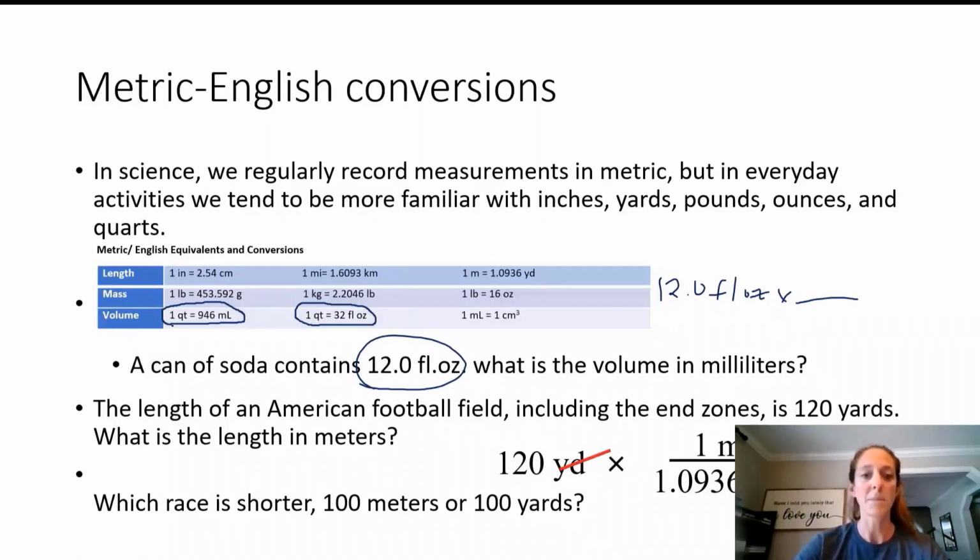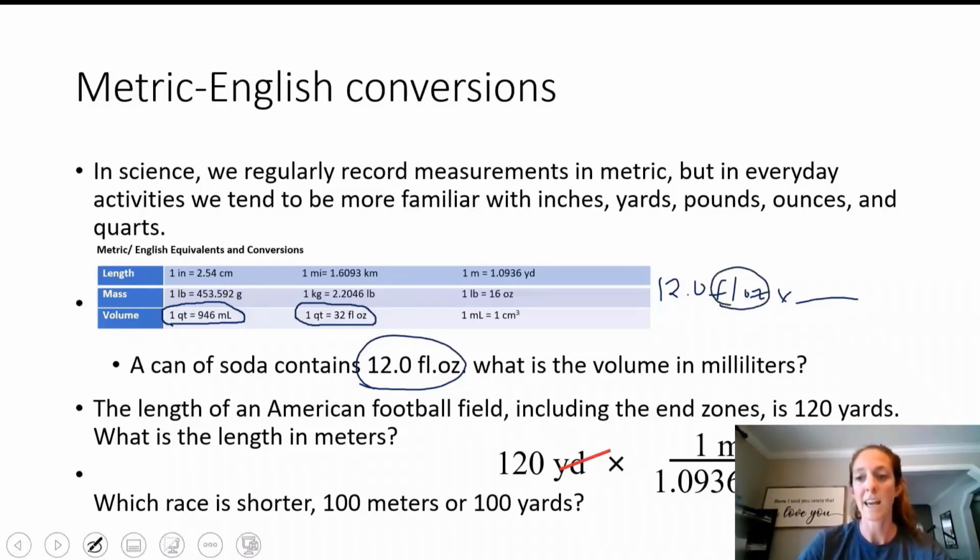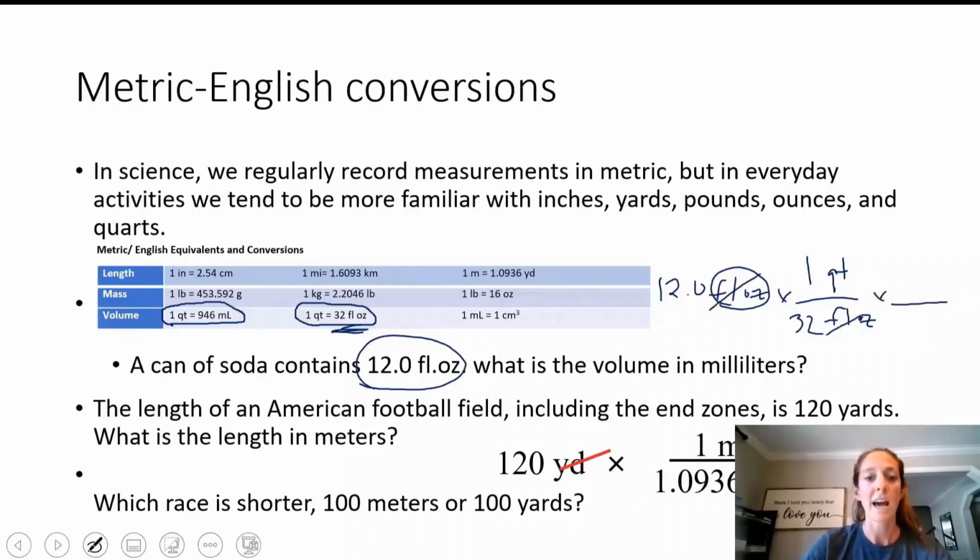So I need to set up and say, okay, fluid ounces and quarts, we're going to use that as my first one. What do I need on the top and the bottom? Well, if I'm starting with fluid ounces, I've got to have my fluid ounces down here. And it tells me that 32 fluid ounces is equal to 1 quart. Okay, so that gets rid of my fluid ounces. Now I need to go from quarts to milliliters. What goes where as far as units? Well, I have quarts on top, so I've got to have quarts on the bottom.